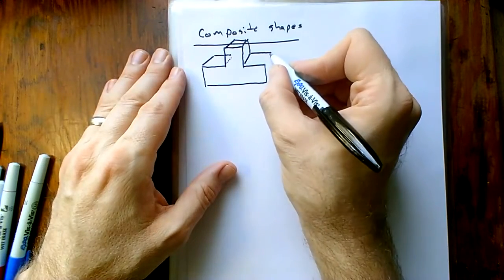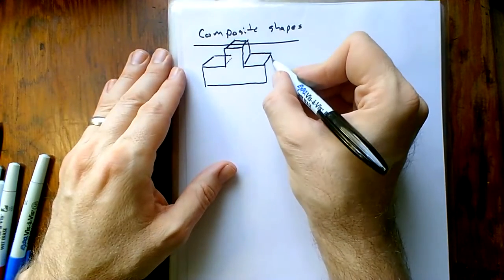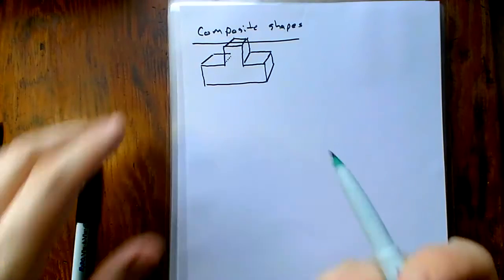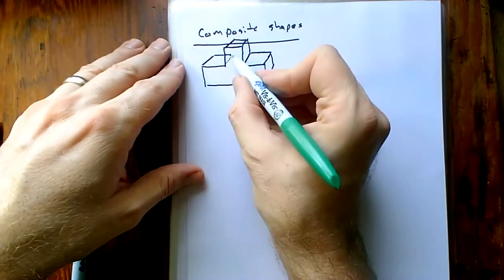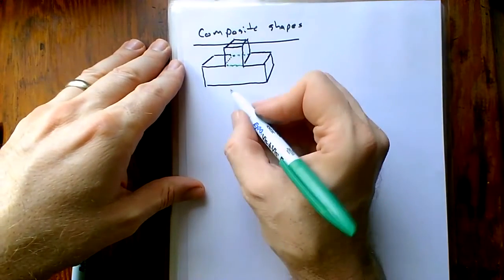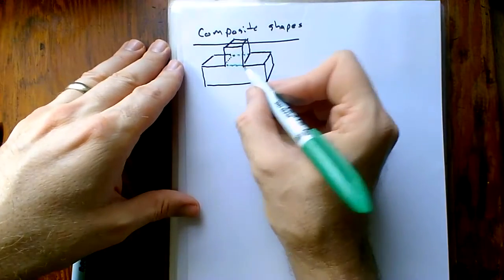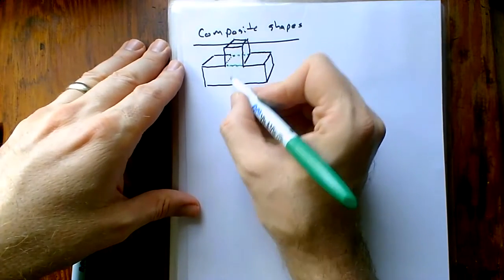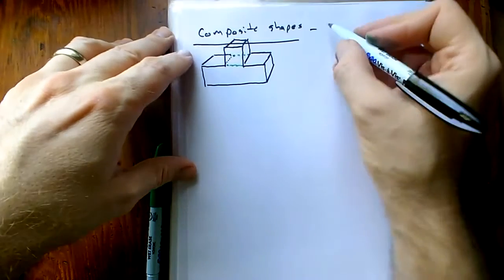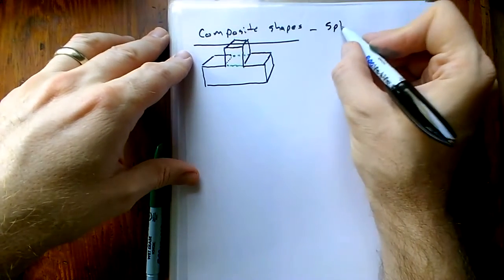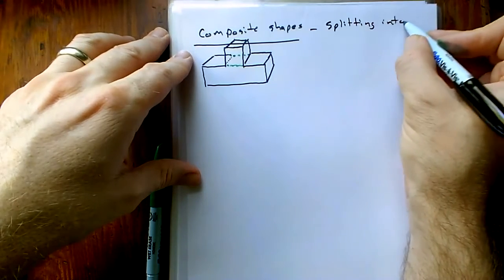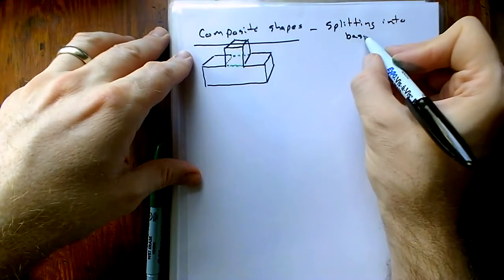And with this, usually what you're going to do, when I look at this, is I look at this as basically two different boxes. You'll figure out what lengths you have, whatever. It's always just a matter of splitting your shape into your basic shapes.